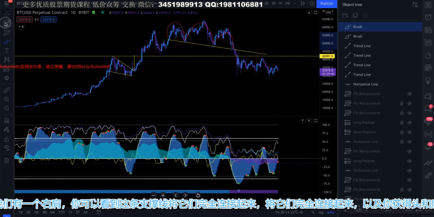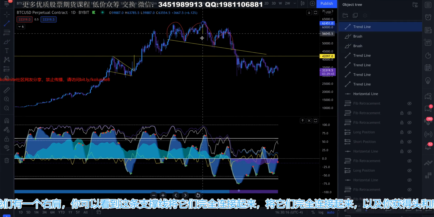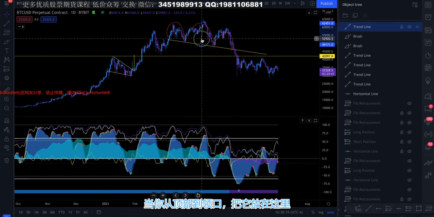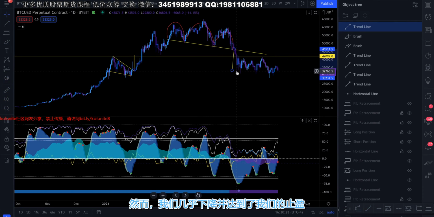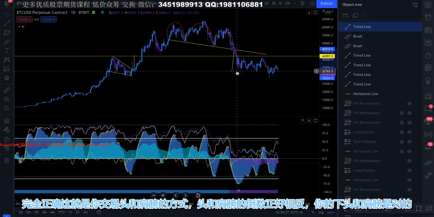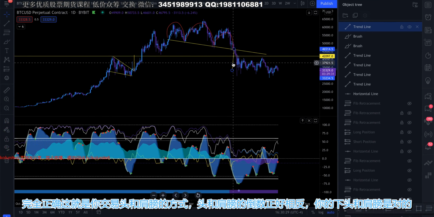And the way you get your take profit for head and shoulders is you take it from the top to the neckline, and you just put it right here. And yeah, we pretty much come down and hit our take profit pretty much perfectly, right? This is how you would trade a head and shoulders.